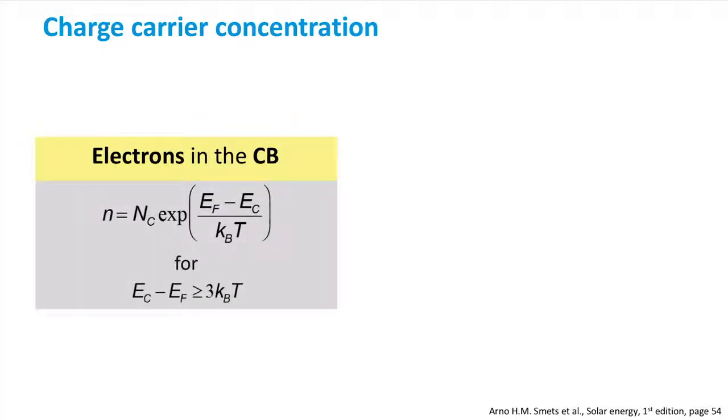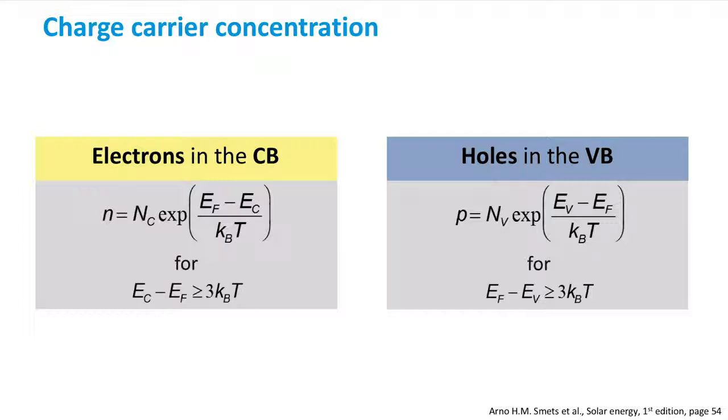If we use the Boltzmann approximations, we can calculate these concentrations. For electrons in the conduction band, we get this expression, and for holes in the valence band, we get this expression. I won't go into the full calculation, as you can find it in the textbook.